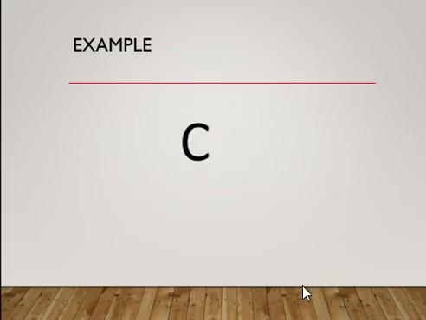Carbon. Pause the video and make a Lewis dot diagram for carbon's valence electrons. Welcome back. 1, 2, 3, 4. Carbon has 4 valence electrons. Its charge is 0 because it's an atom.